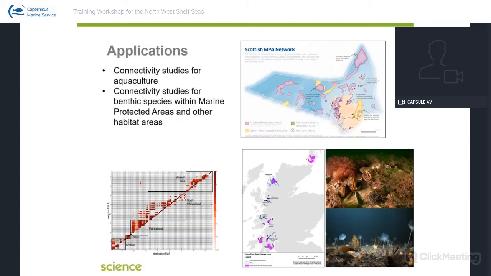Another example is using the Scottish Shelf Model for connectivity studies for aquaculture or benthic species within marine protected areas and other habitat areas. This involves using the output from the model to force particle tracking simulations, which allows you to predict connectivity between different areas for different species. This has previously been done looking at, for example, sea lice dispersion or horse mussels and flameshell habitats.